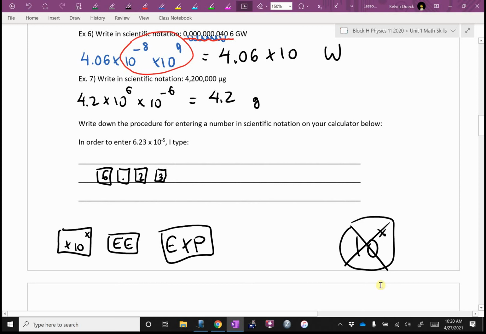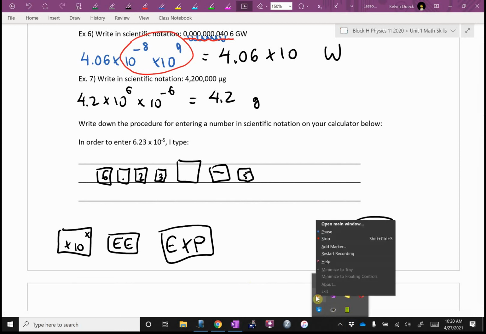So, this is your chance to find your scientific notation button. You'll put that button right there, and then you can hit the negative and the 5. I'm going to pause the video, and I'm going to come around, and you're going to show me your scientific notation button.